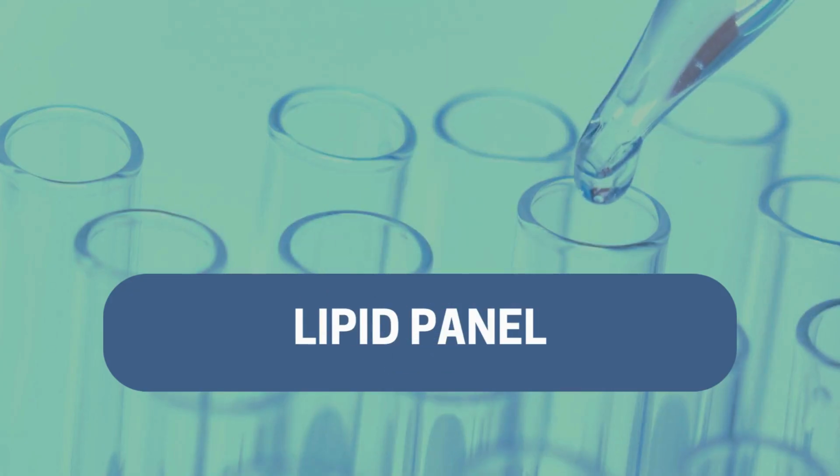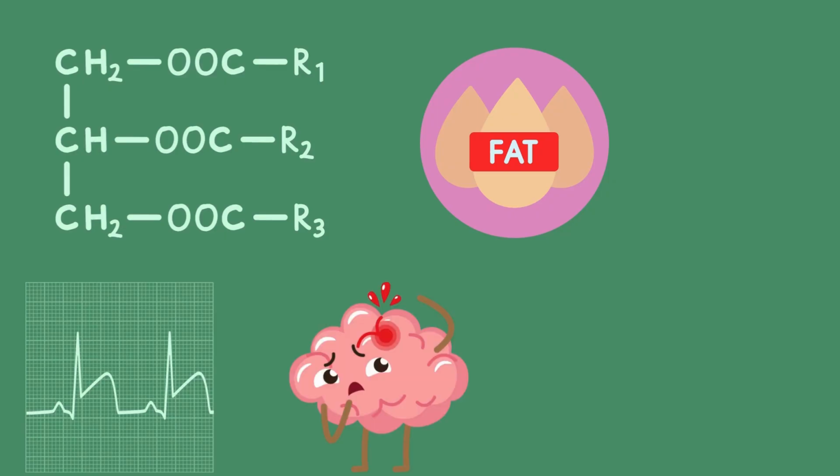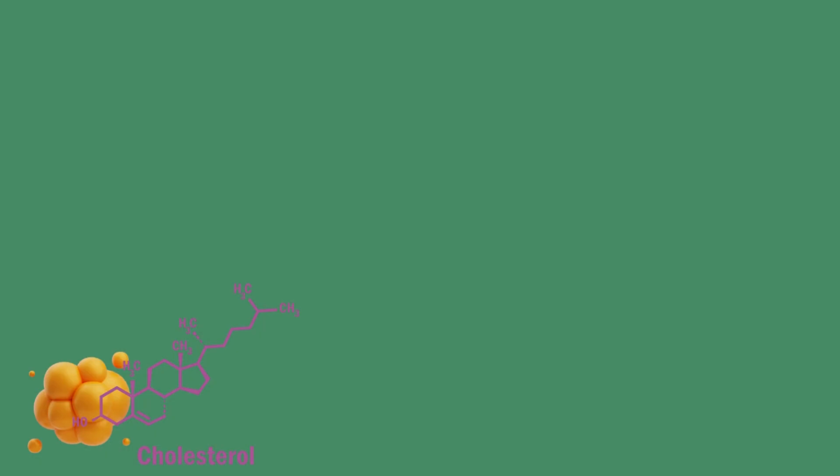Let's talk about a lipid panel and what it contains. Lipids are fats that are in the body and can contribute to things like heart attacks, strokes, and some other conditions like pancreatitis and diabetes. The first value that is looked at in the lipid panel is the total cholesterol.